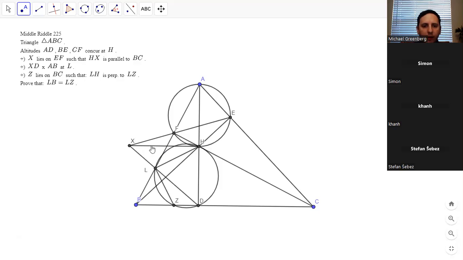So angle FHX is angle BAB, and 90 degrees minus angle B, which is 90 minus B. Yeah, okay. So yeah, it's equivalent. It's equivalent to showing that this is the angle bisector. I see what you're saying.